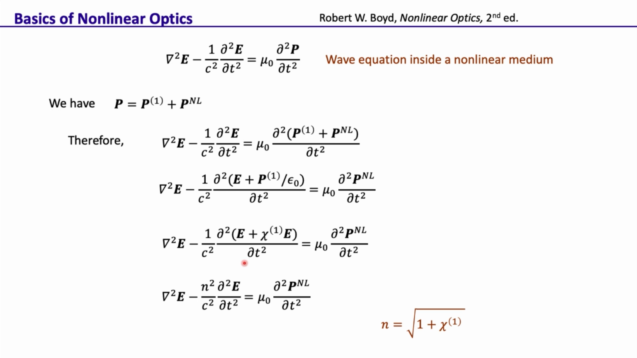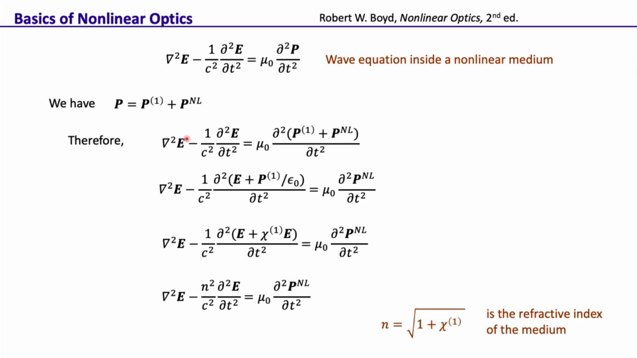So this then we can write as del 2 E minus n square by c square del 2 E by del T2, and that is equal to mu naught del 2 by del T2 P NL. So that is the wave equation inside the nonlinear medium, where n is the refractive index of the medium. Of course, if the total polarization is 0, we just get the vacuum equation.